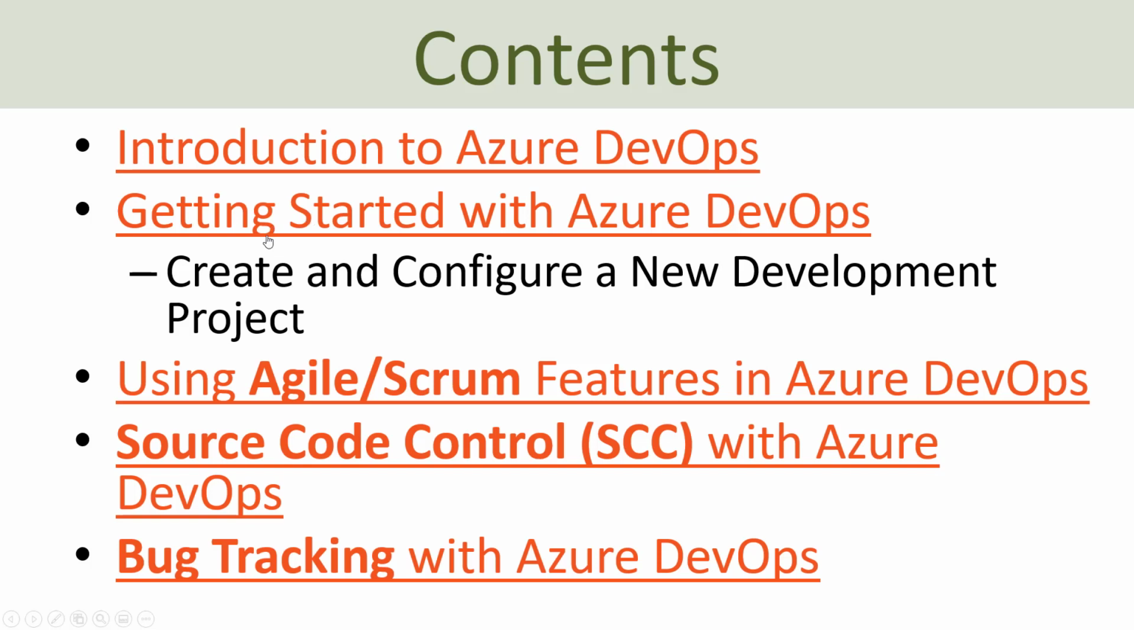Etc. Then, getting started with Azure DevOps, we start by creating and configuring a new development project. Then we will use the Agile and Scrum features in Azure DevOps. Then we will use the source code control features with Azure DevOps. And then finally we will use the bug tracking and bug monitoring feature within Azure DevOps.